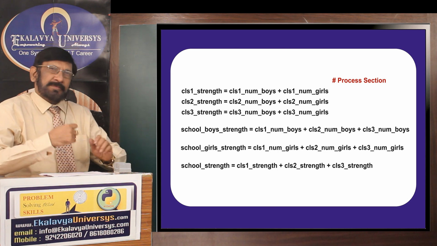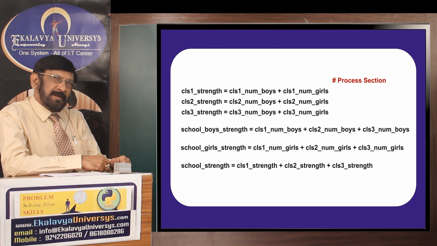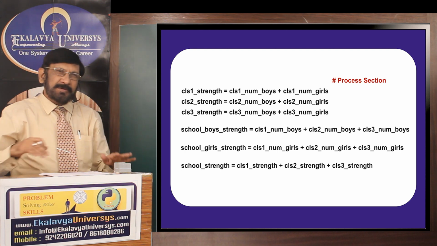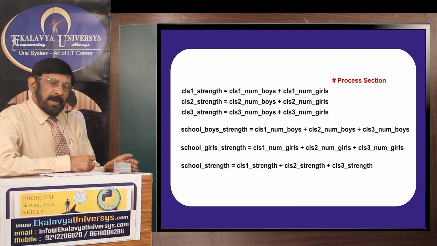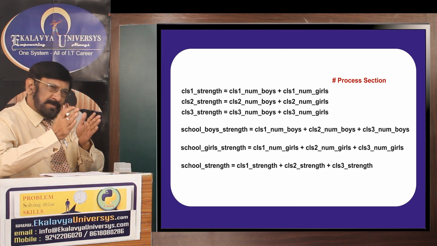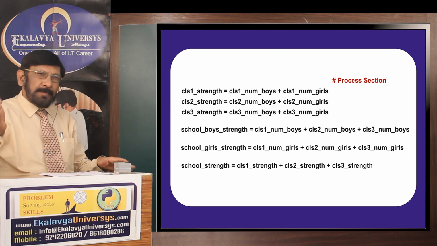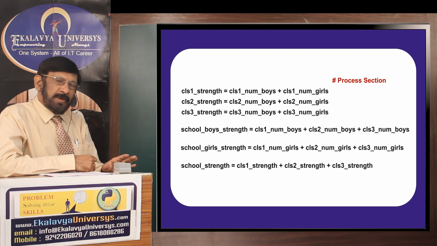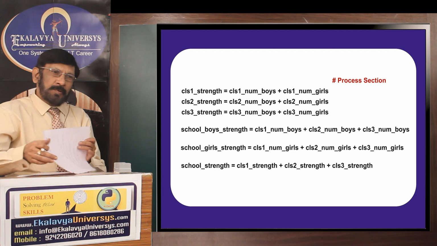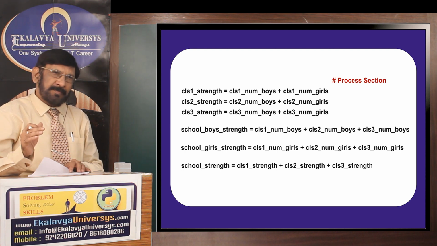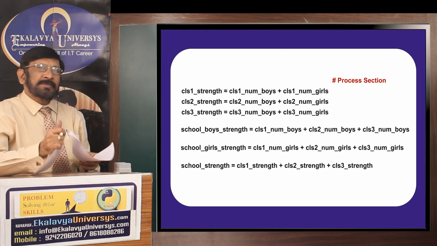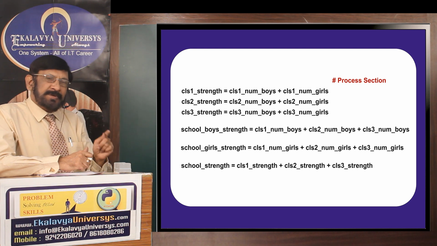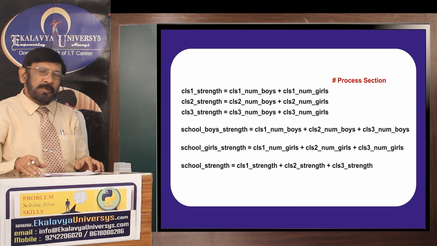Now, let us consider the process section. This is a little bigger process section compared to the previous projects. Here, 6 output variables are there. What are they? Class 1 strength, that means the sum of class 1 number of boys and girls. In the same manner, class 2 strength and class 3 strength we have to calculate. These are class-wise strengths, meaning the total number of boys and girls. Next group is school boy strength, school girl strength, and school strength, meaning school total strength.